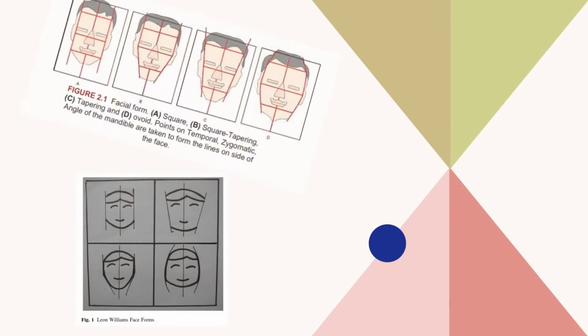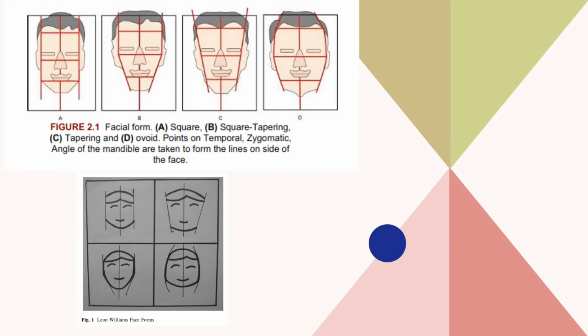Leon Williams has classified the facial form based on the approximate shape of the face as square, tapering, and ovoid. The points on the temporal, zygomatic, and angle of the mandible are taken to form the lines outside of the face. These are the Leon Williams face forms: square, tapering, and ovoid.